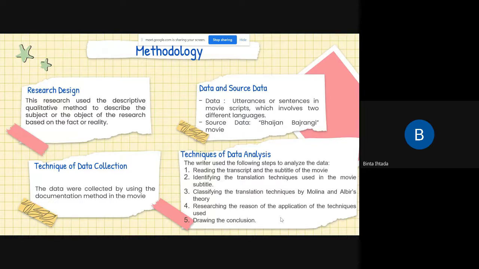The technique of data collection. The data were collected by using the documentation method in the movie. And the technique of data analysis. Here are the five steps to analyze the data. First is reading the transcript and subtitle of the movie. After that, identifying the translation techniques used in the movie subtitle, classifying the translation techniques by Molina and Albir's theory, researching the reason for the application of the techniques used, and the last is drawing the conclusion.